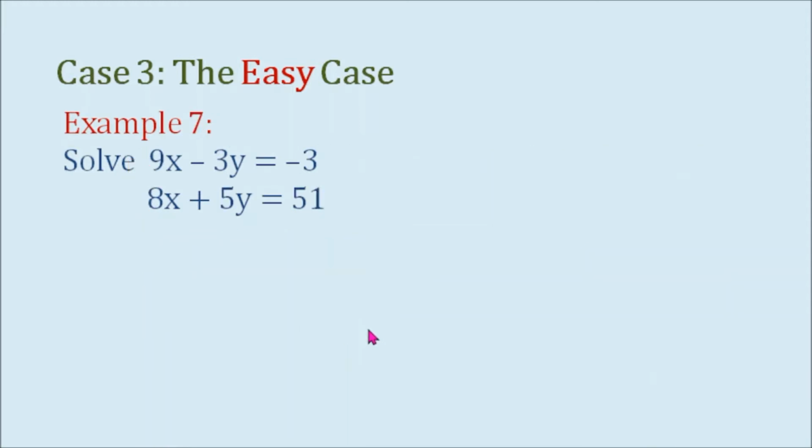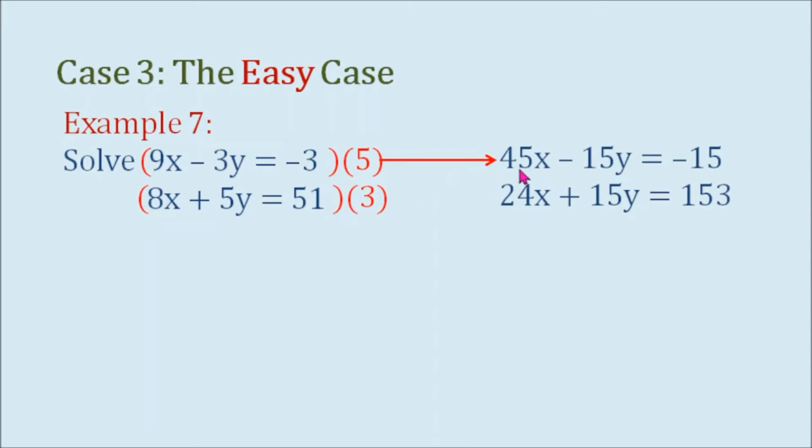Example number 7. Solve 9x minus 3y equals negative 3 and 8x plus 5y equals 51. Now to eliminate y, we are going to multiply the first equation by 5 and the second equation by 3. So 5 times 9x equals 45x. 5 times negative 3y equals negative 15y. 5 times negative 3 equals negative 15.